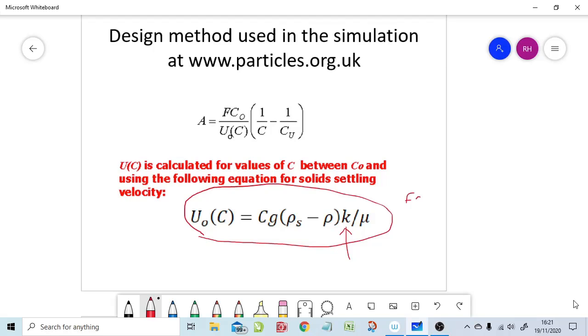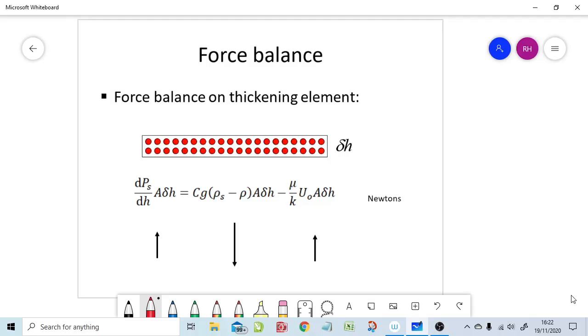Okay, this is in fact a force balance. So how do we arrive at this equation? What are the assumptions that this equation is relevant under? They're the important things to tackle next. Okay, so here is our force balance, and what we have just here is our settling suspension, be it in the batch cylinder or in the continuous thickener. So delta H is a small but finite height.